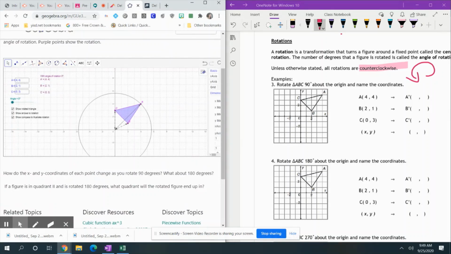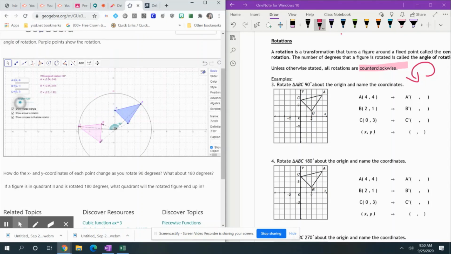As you can see here, I have the first problem set up. So point A is 4, 4. And then we have point B is 2, 1. And point C is, what do we have there? Point C is 0, 3. So then we are going to rotate this 90 degrees. So I'm going to go ahead and change my angle to 90 degrees.